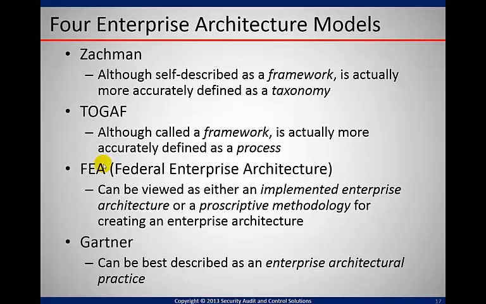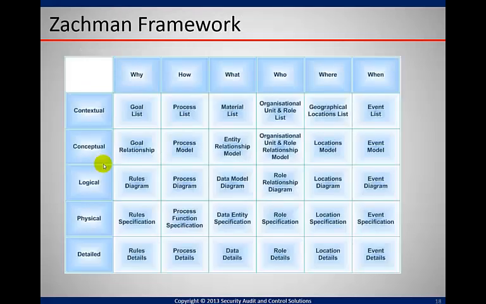Four enterprise architecture models we'll quickly look at. There's the Zachman, which although it self-describes as a framework, is actually more accurately defined as a taxonomy. TOGAF, which is also called a framework, is actually more accurately defined as a process. We have the Federal Enterprise Architecture, which can be viewed as either an implemented enterprise architecture or a prescriptive methodology for creating enterprise architecture. Gartner can best be described as an enterprise architectural practice. Now, the next slides will show you a couple of these frameworks.